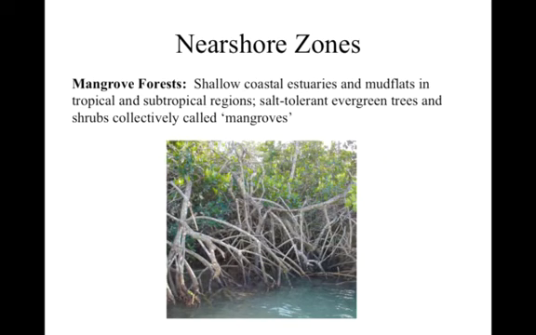Another nearshore zone that we don't tend to have in South Carolina, but you do have further down, is mangrove forests. So you don't have them in South Carolina because South Carolina is actually a temperate region. Mangrove forests only grow in tropical and subtropical regions, but these are shallow coastal estuaries and mudflats where you have salt-tolerant evergreen trees and shrubs. And we call these mangroves. They're not necessarily one particular type of tree. They're, again, a plant form that we call mangroves.